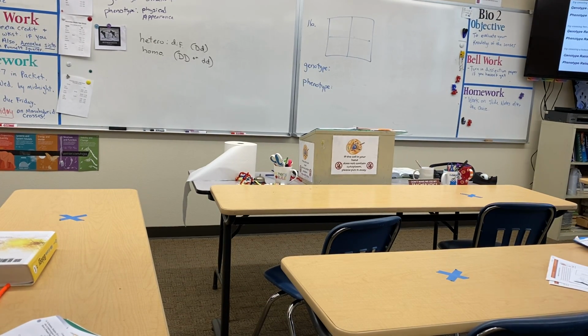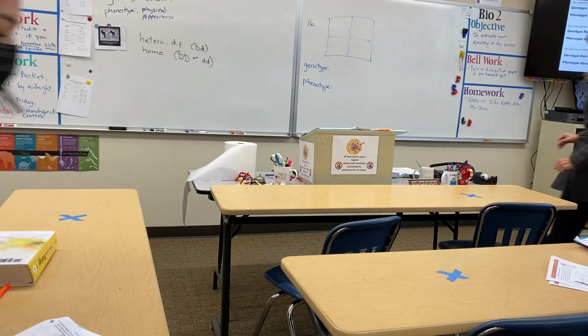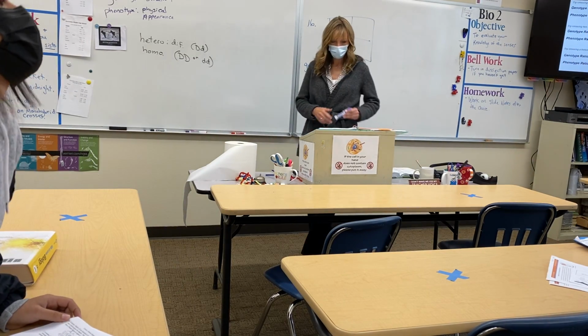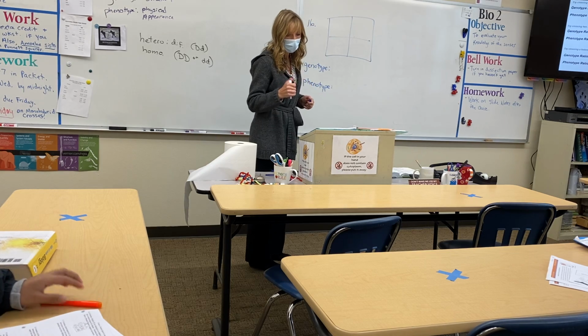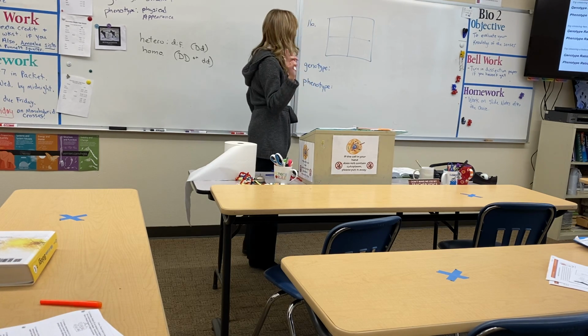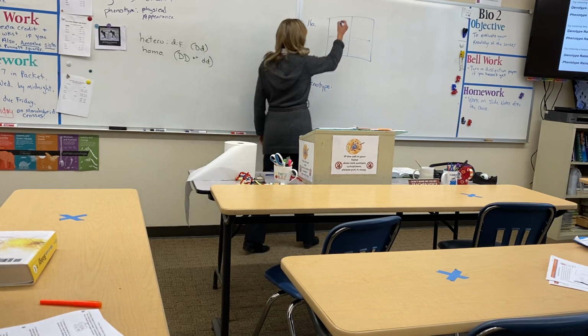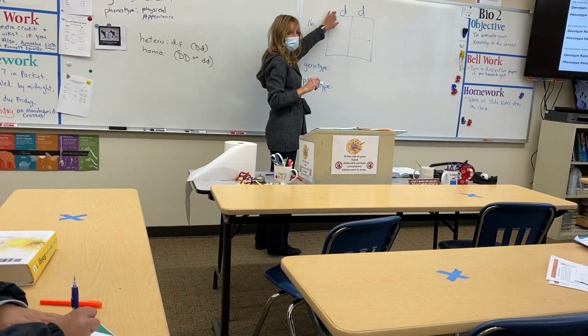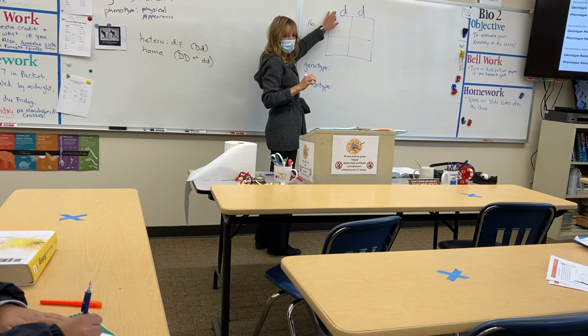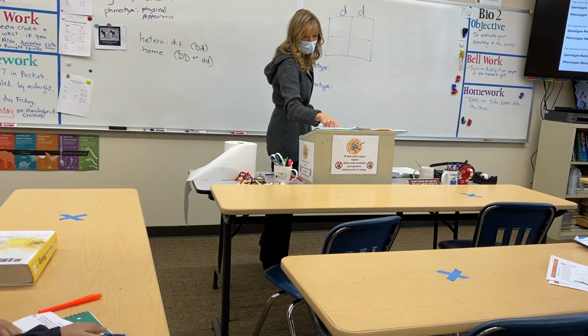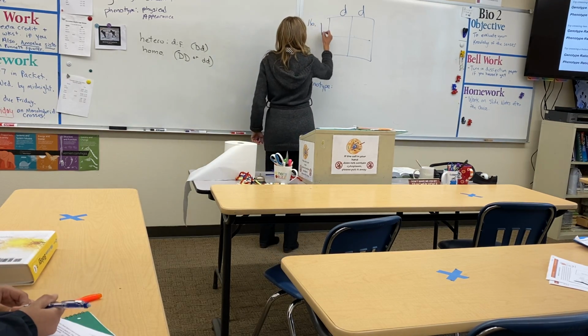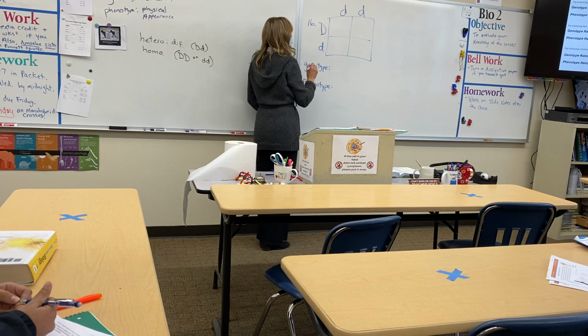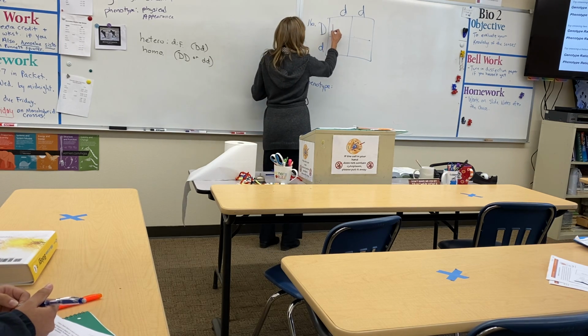Okay, so number 16. Some of you are doing good, some of you got stuck. It says a woman with no dimples, because no dimples is recessive, you have to use 2 little d's. If you have 1 capital D, they will have dimples. And then it says the man is heterozygous for dimples. Heterozygous means 1 of each.